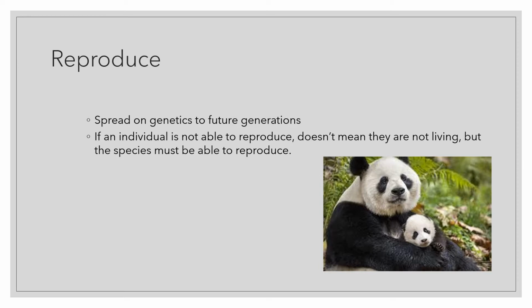So even though I may not be able to reproduce, my sister can, or my neighbor can, or someone on a whole different continent can. As a whole, humans as a species can reproduce and continue on to future generations to maintain them as a species. So this doesn't need to be an individual thing. It's just mostly a community kind of thing.